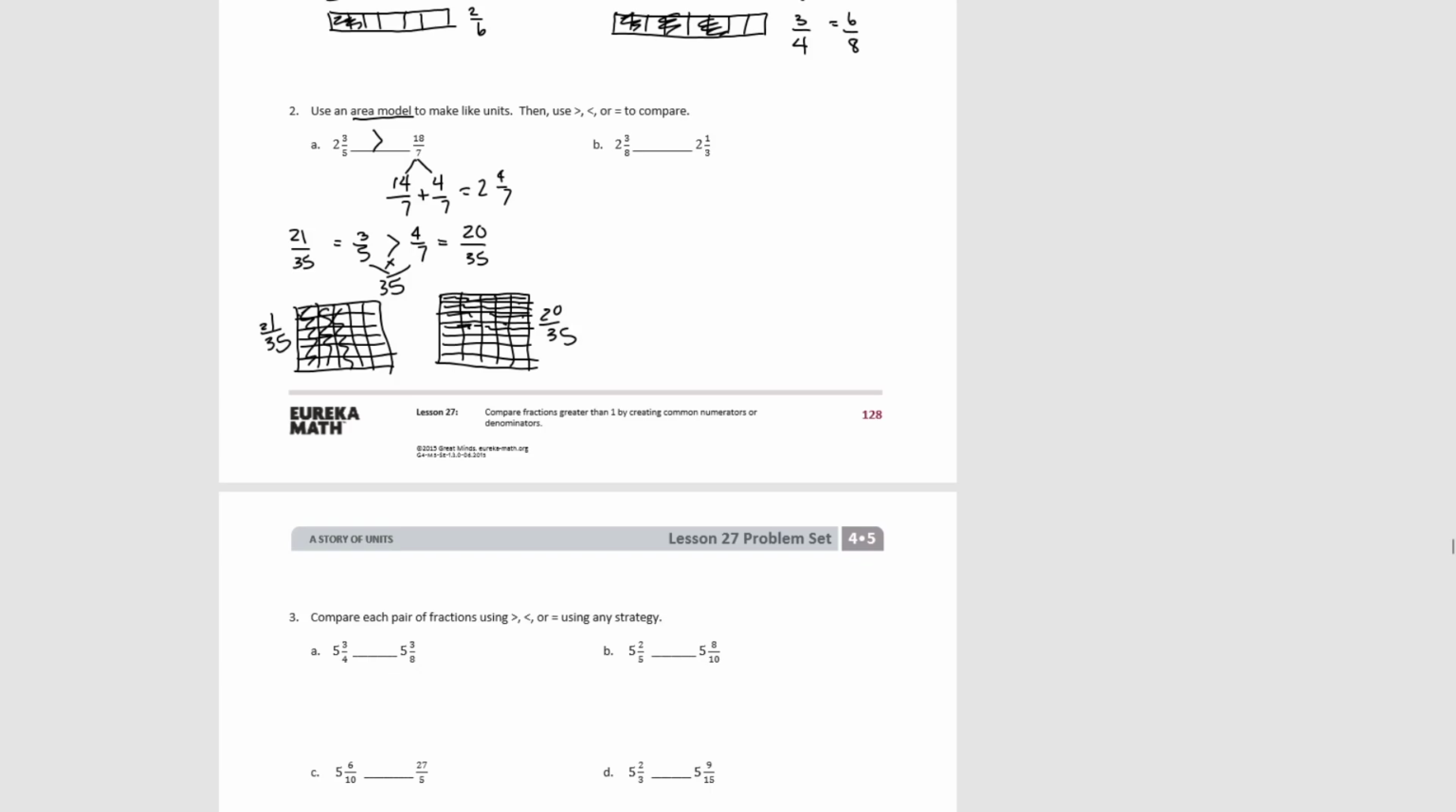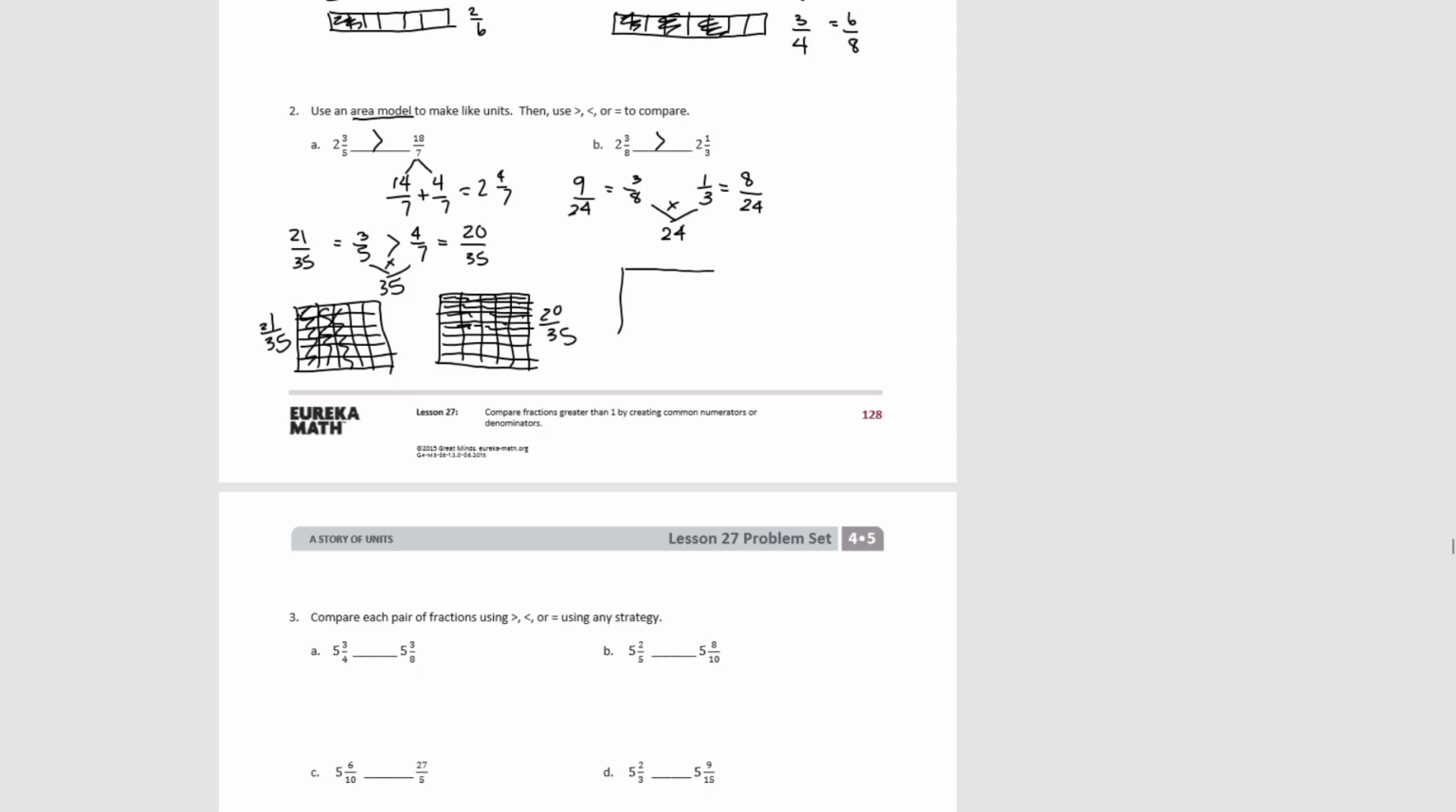So for B, we already have mixed numbers and our whole numbers are the same. So we're comparing 3/8 and 1/3. Our denominators are unrelated, so we're going to multiply them to get 24. So to convert this fraction into 24ths, we're multiplying by 8. And to convert this fraction to 24ths, we're multiplying by 3. So we see 9 24ths is greater than 8 24ths. So 2 3/8 is greater than 2 1/3.